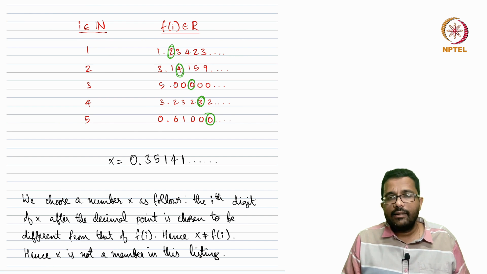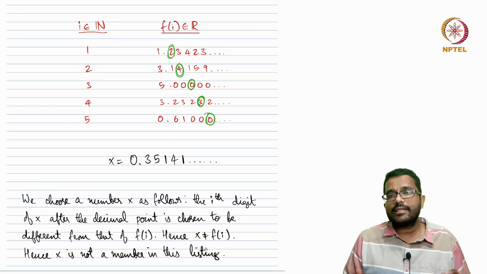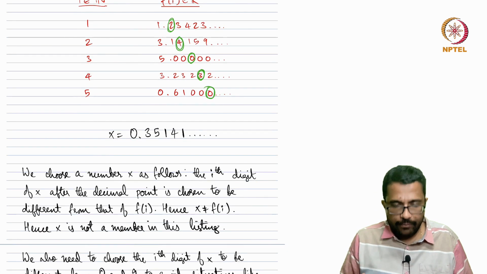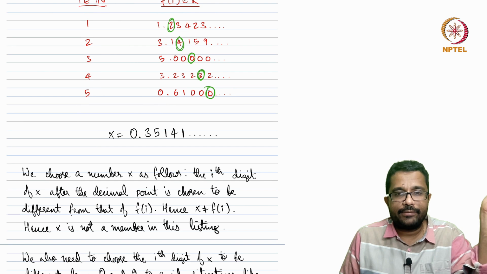So which means we have discovered an issue in this listing. If this listing indeed covers all the real numbers, how come x is not captured? Right? So that's the contradiction. The fact that we are able to produce a number which is not in the listing is the contradiction.